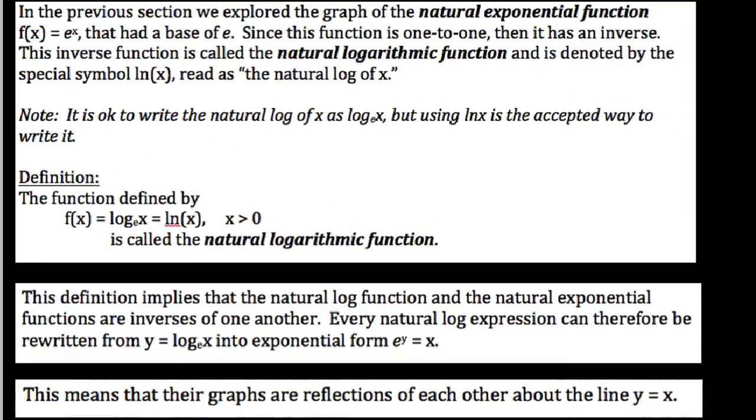Alright YouTube, this is my sixth video in my module on logarithms. In this one we're going to focus on the natural log. What the natural log is, what its graph looks like, and by the time you're done with this you should also be able to use a calculator to evaluate natural logs.